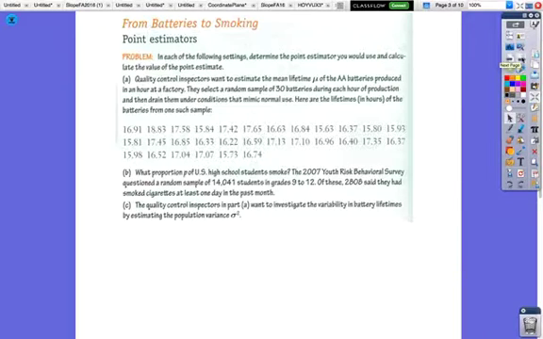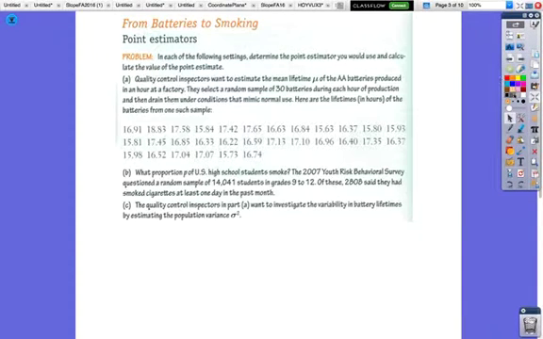Our first example, we're going to be determining the point estimator you would use and then calculating the value of the point estimate. For A, it says quality control inspectors want to estimate the mean lifetime mu of AA batteries produced in an hour at a factory. They select a random sample of 30 batteries during each hour of production and then drain them under conditions that mimic normal use. Here are the lifetimes in hours of the batteries from one such sample. What we need to do is determine what type of point estimator we want to use.